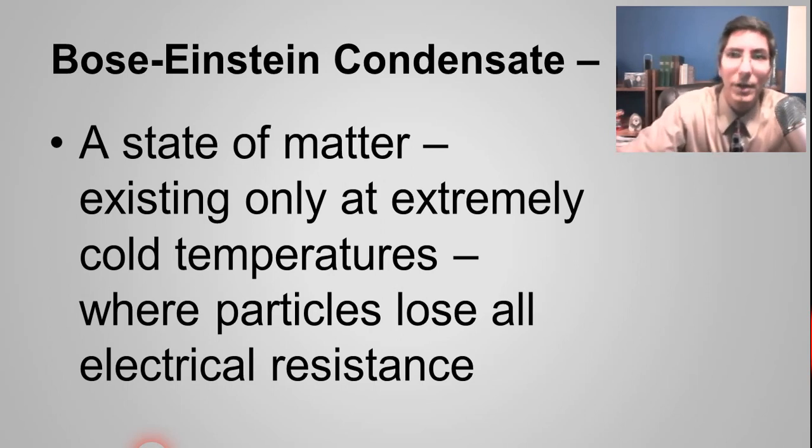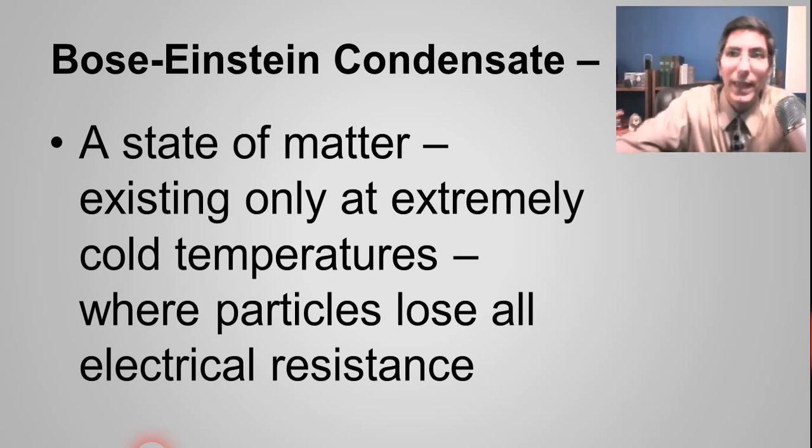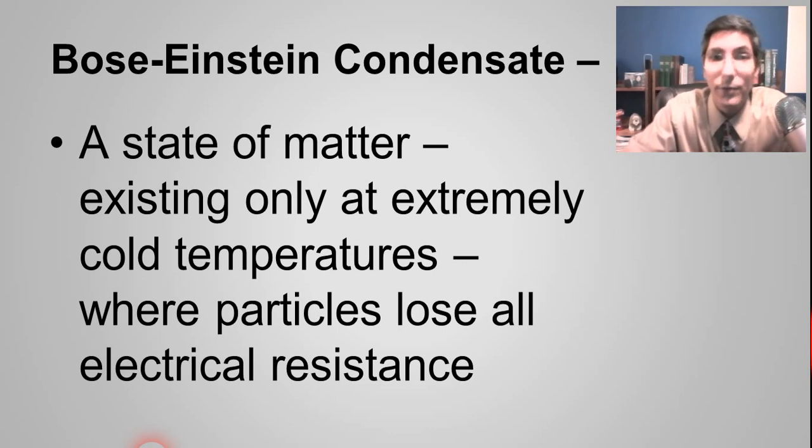When I say cold, I'm not talking about the inside of your freezer at home or the North Pole or something. I'm talking about a temperature that's within 1 degree of absolute zero. So you'd have to have some of the coldest temperatures in the universe in order to have a Bose-Einstein condensate. Now, some weird things start to happen when you get that close to absolute zero. We find that particles of matter tend to lose all electrical resistance at these very, very low temperatures.